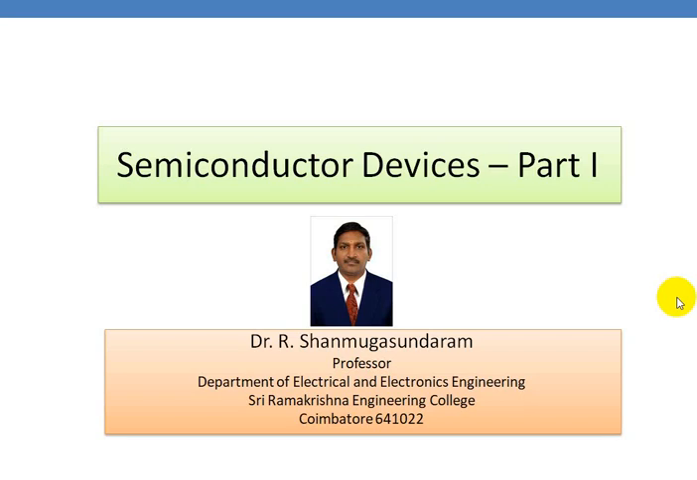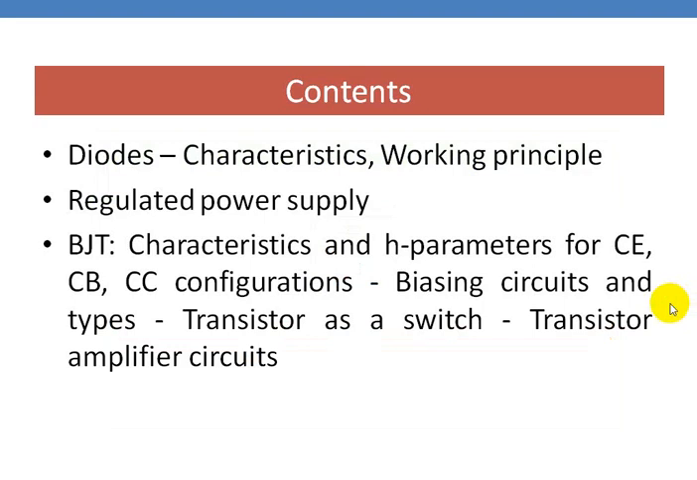This video is about semiconductor devices. This video covers diodes, its working principle and characteristics, regulated power supply, BJT, its characteristics, H parameters for CE, CB, and CC configurations, biasing circuits and their types, transistor as a switch, and transistor amplifier circuits.